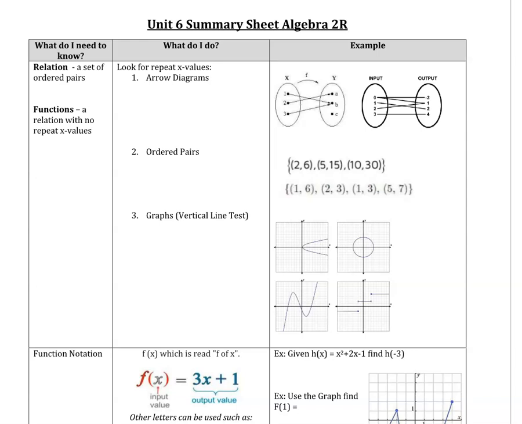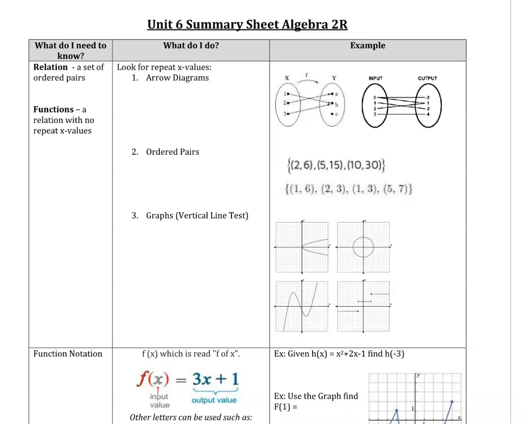So first of all, what is a function? What is a relation? Well, a relation is a set of ordered pairs. A function is a relation with no repeated x values. So what I have are a bunch of different ways that we can have relations and functions displayed. The first is an arrow diagram, second is a list of ordered pairs, and the third is a graph.